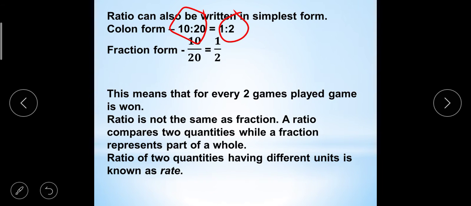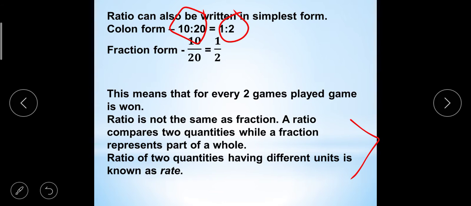Okay, this one is the one I have mentioned earlier, that ratio is not the same as fraction. A ratio compares two quantities while a fraction represents part of a whole. Ratio of two quantities having different units is known as rate. Okay, so the unit that we are talking about here is, let's say, we have 7 days in a week. So our unit is, yung first is day, and then the second one is week.